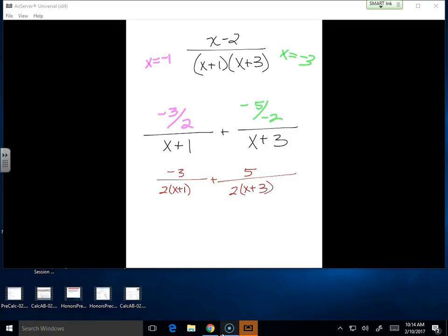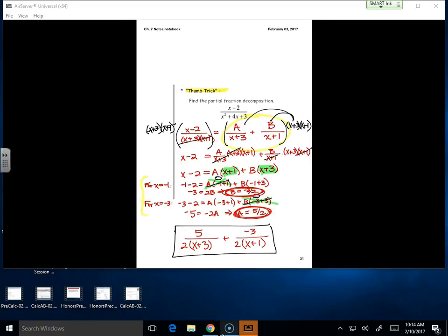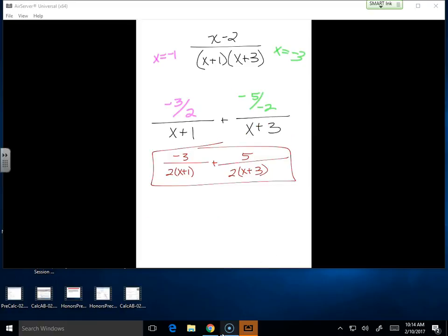How's it look compared to the other page? Same thing. Lot less math. But it does the exact same process, which is pretty cool. You guys want to do one on your own, see if you can find it fast? Let me do one more.